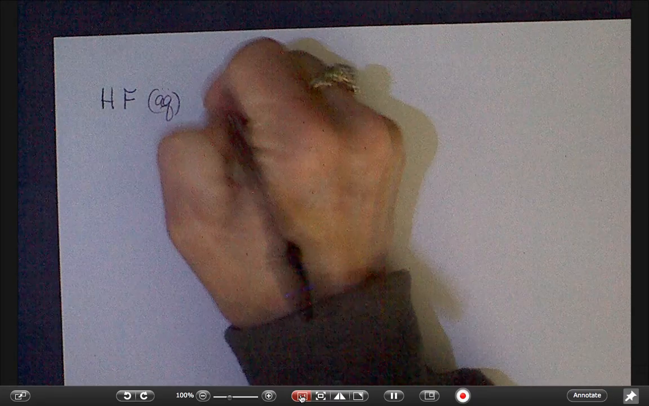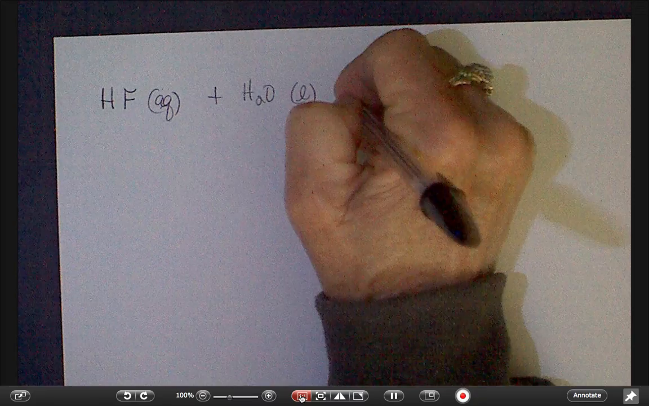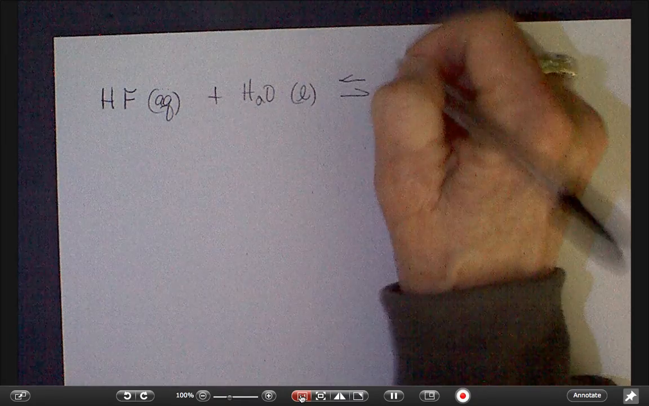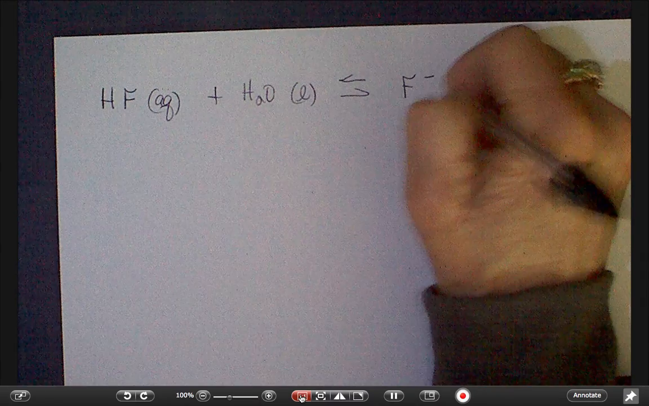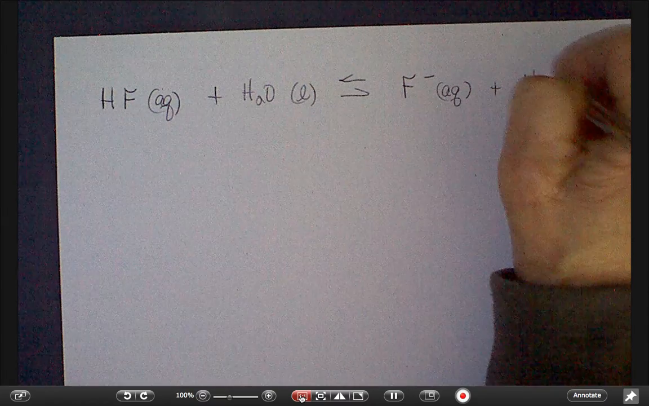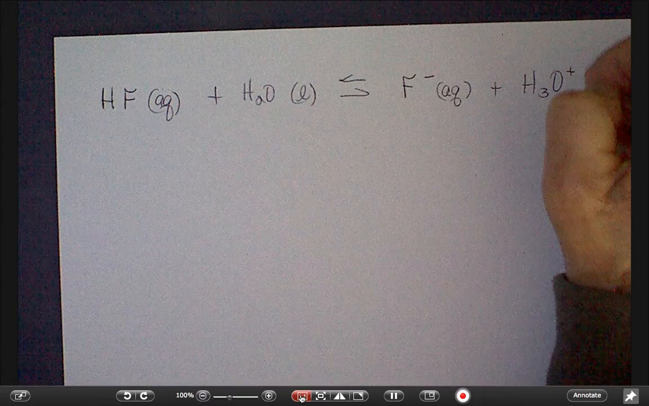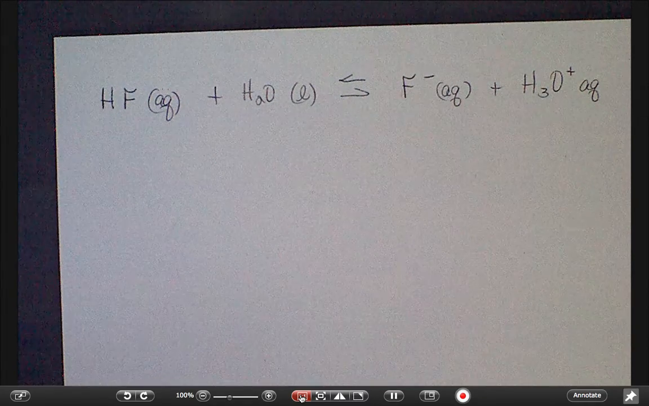So, back to the original equation: HF, and I'm going to leave off, well, I won't, aqueous, plus H2O, liquid, double arrow, and F minus. Okay, now we're going to put the two together.